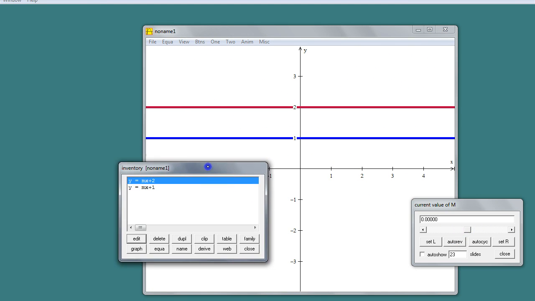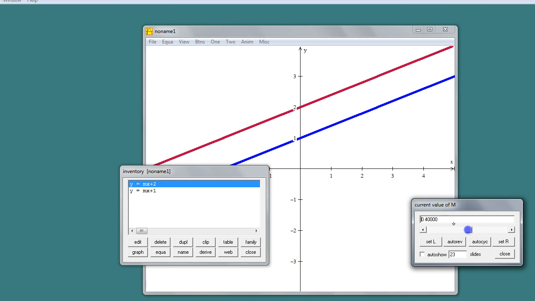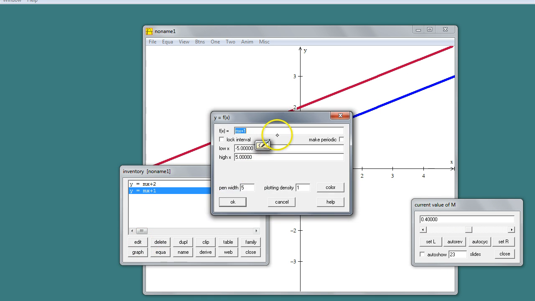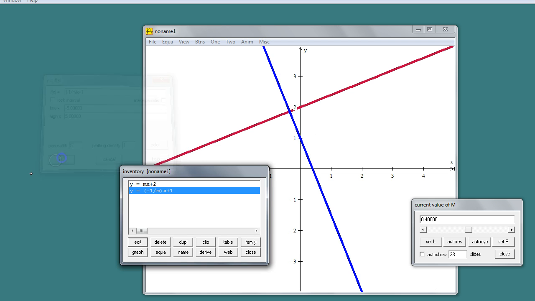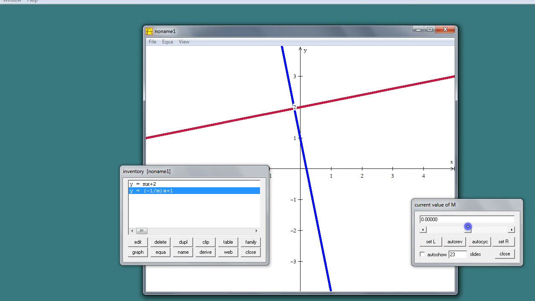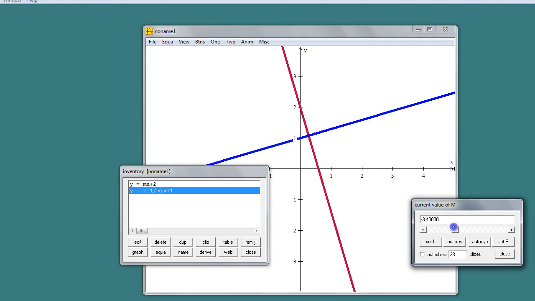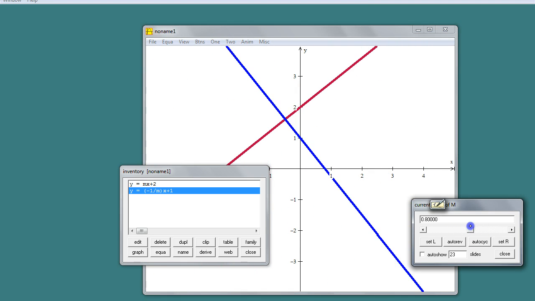Now, can somebody help me? Let me make it more interesting. Let's edit the second line. Instead of m, what do I need to put in there so that they're always perpendicular? The negative reciprocal, which means negative 1 over m. Isn't that right, guys? So what do you think would happen if I change the second line to negative 1 over m? Does that look perpendicular? Look what happens as I change the value of m. They will always remain what? Perpendicular. Does that make sense?